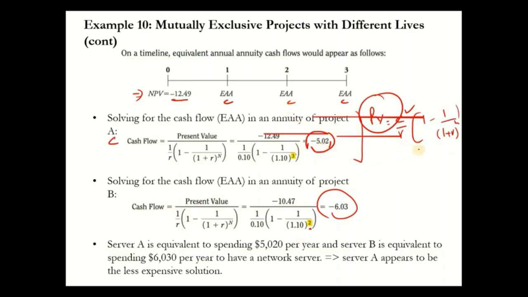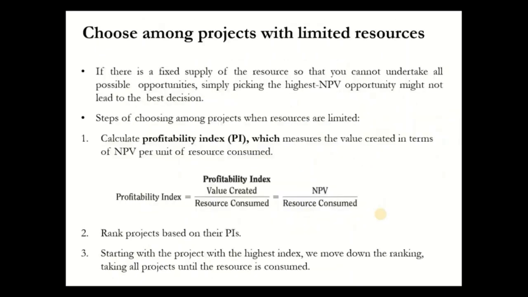But if it is an inflow, not an outflow like here, then we will select the one with the higher value if it is positive, right? So you need to make a difference between positive and negative. Now we have another situation. The third method is the profitability index.